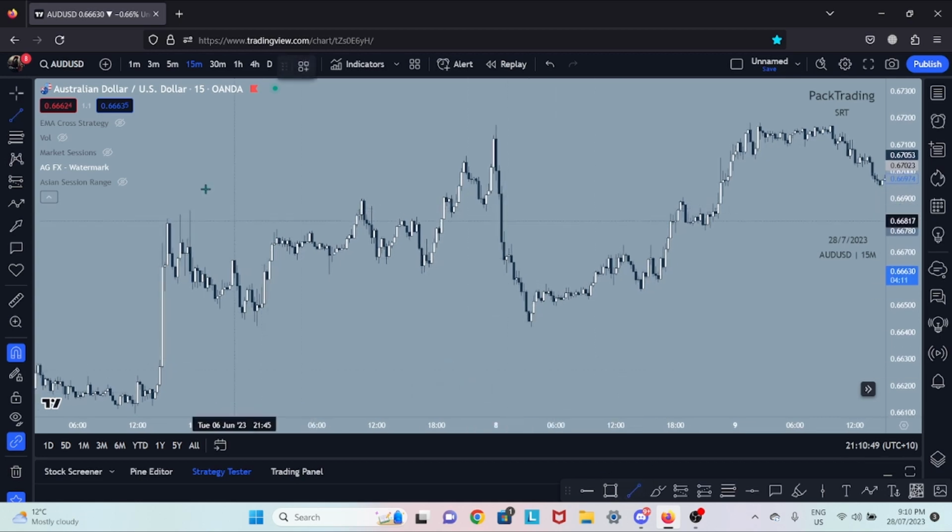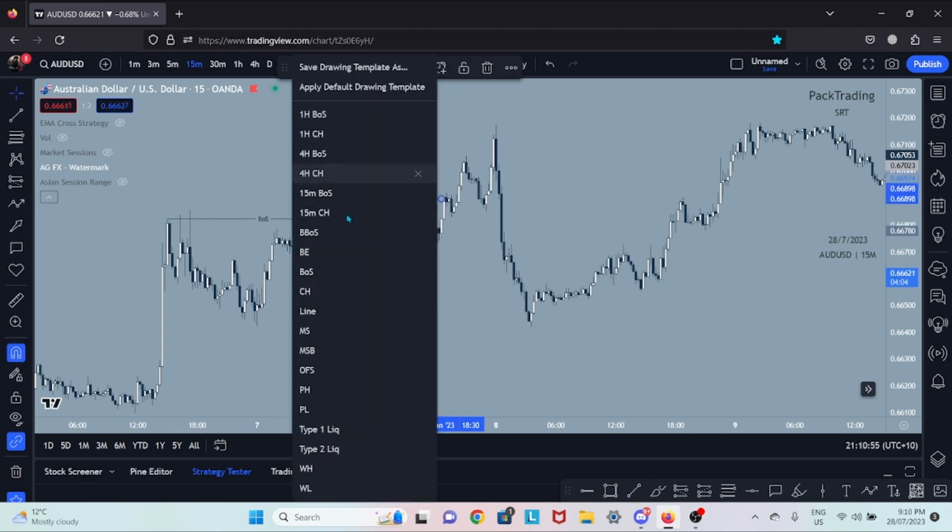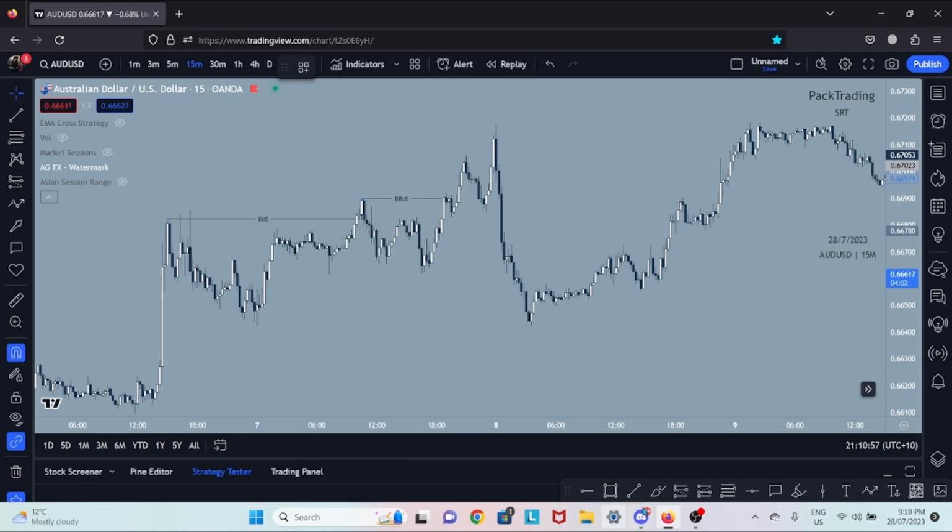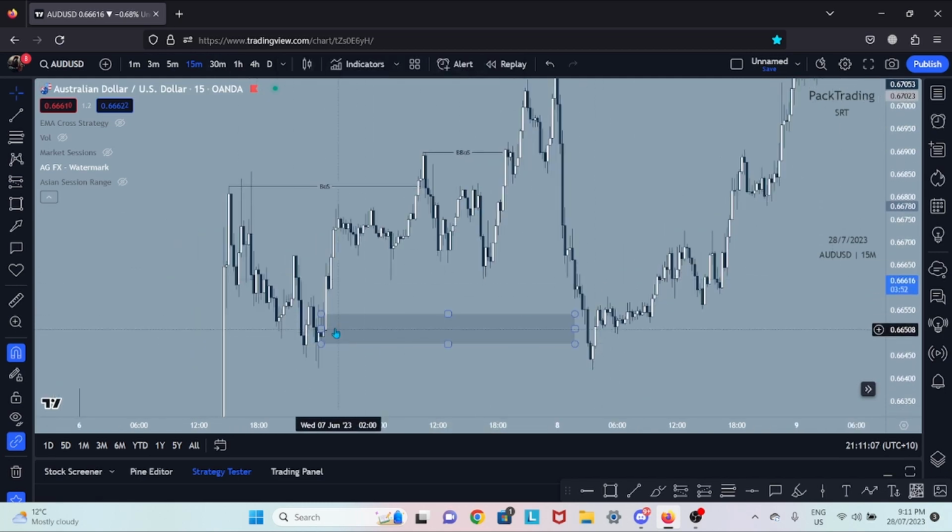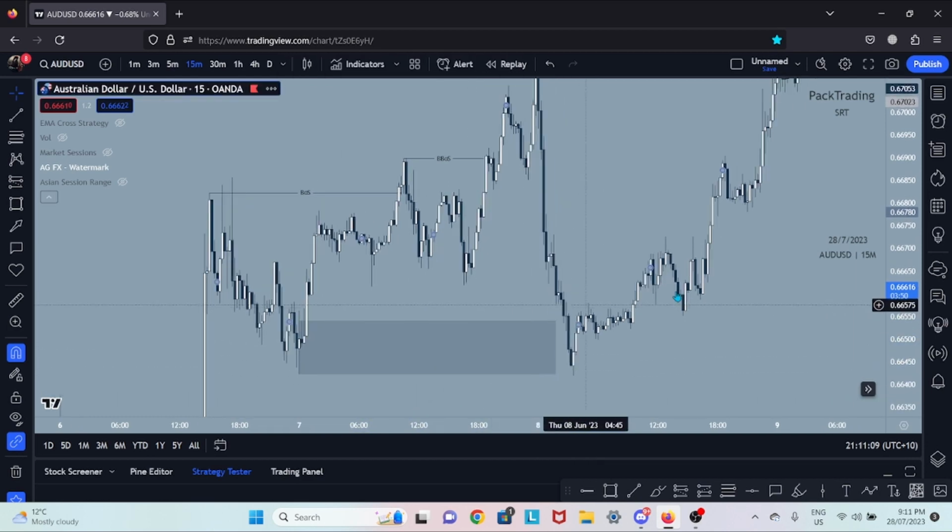Here, same thing again. What do we see? See breaker structure. See BBOS. Now, where's our valid demand? It's probably a 30-minute demand here, which would work, so I would play that. It's definitely a 30-minute demand with imbalance. I can just kind of see it.